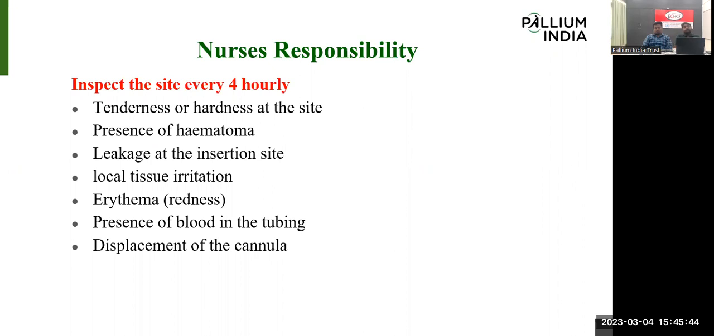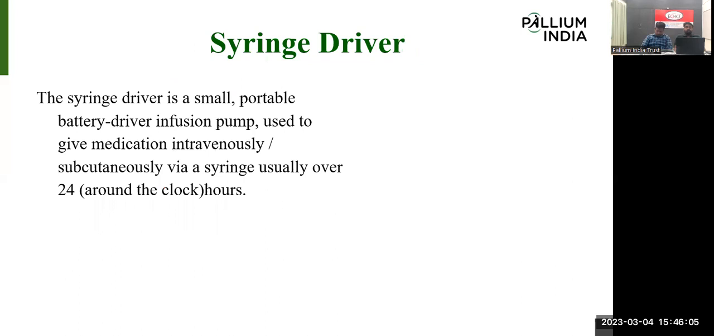Accidentally, the sub-Q cannula is displaced or unknowingly pulled out. Then we cannot reinsert the same SV set in that area. We need to select another area and we can continue the medicine. So these are all the things we need to check every 4th hourly.